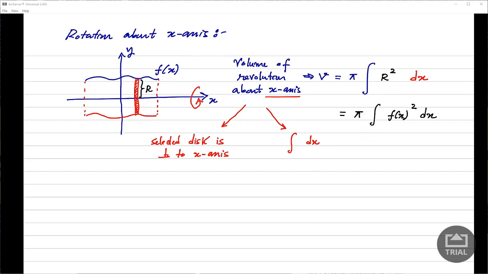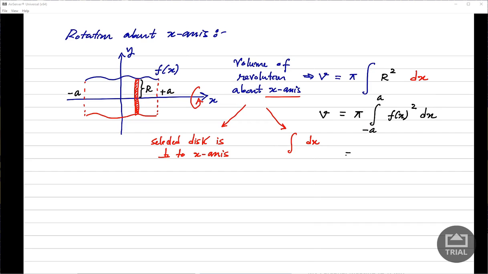Now we have to check our lower boundary and the upper boundary, associated with x. This is my x-axis, right? So that boundary would be from here to here. Here I will take this to be minus a and this to be plus a. So it is going from minus a to plus a. And that is the volume of revolution.